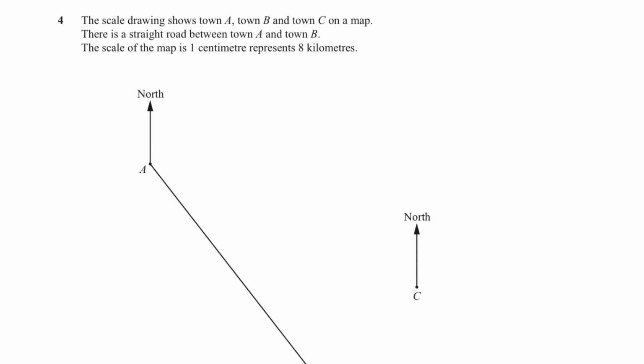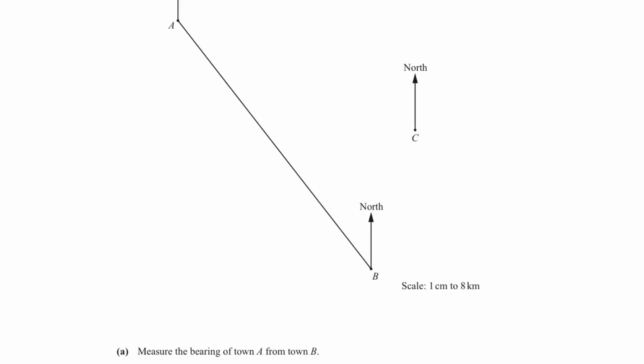Question number 4. The scale drawing shows town A, town B, and town C on a map. There is a straight road between town A and town B. The scale of the map is 1 centimeter represents 8 kilometers. And we have to measure the bearing of town A from town B. When you measure this angle here, you will get 142. From B means we are supposed to find this part here. This will be 142 plus 180. It will give us 322. So the bearing of town A from town B is 322.